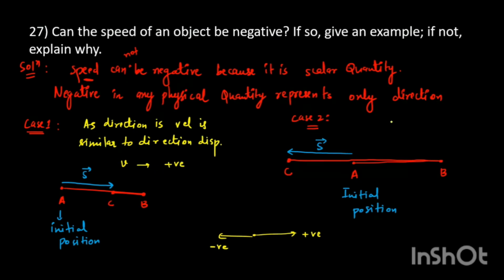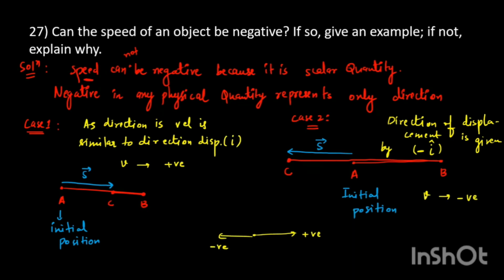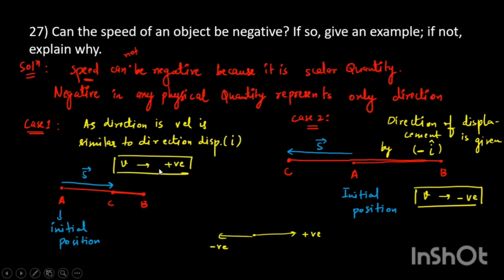Similarly, in the second case, the direction of displacement is given by what? Tell me. The displacement vector is going in the negative i cap direction, whereas in the first case we can mention it as positive i cap. So velocity is going to be negative in the second case. But speed cannot have these two things. It is always positive. It cannot be negative because it doesn't have any direction. We won't talk about any direction when we are talking about speed.